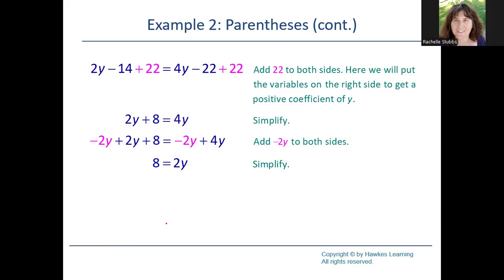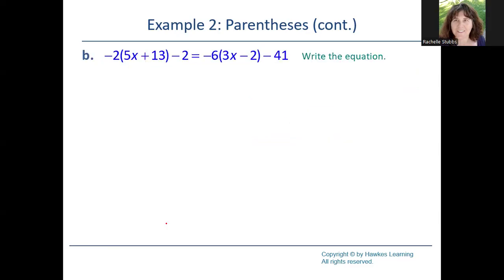Now I'm at the division part of this. I'm going to divide both sides by 2. And 8 divided by 2 is 4, and 2y divided by 2 is y. And we have solved. We can then go back and do the check where we stick the 4 in and check. But we're not going to do that for time's sake, we're going to move on. But you can do that.